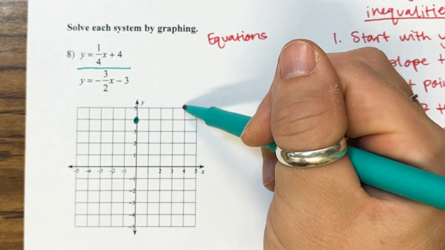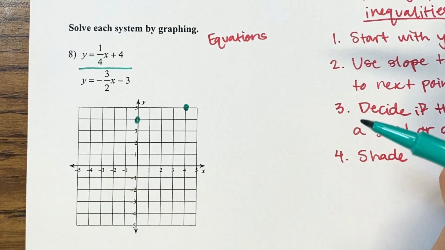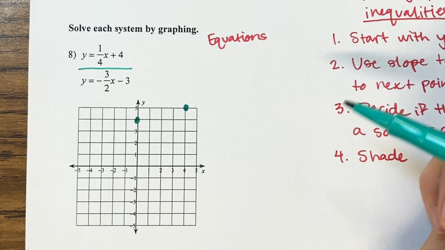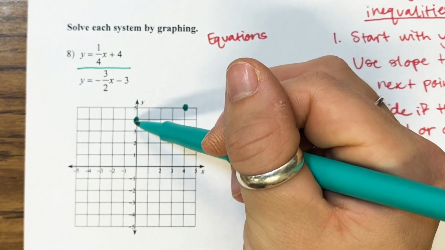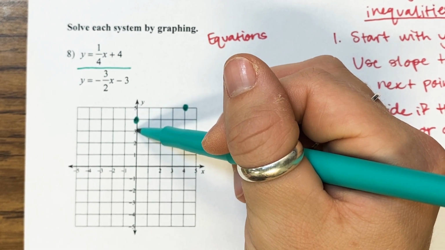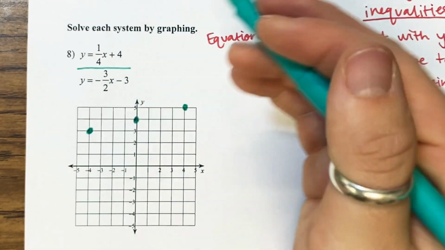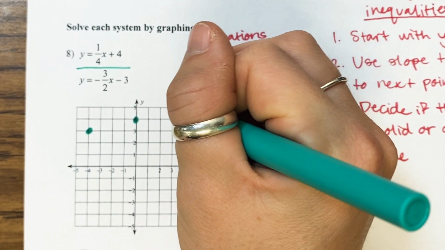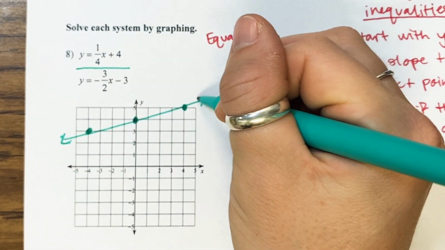1, 2, 3, 4. Okay, because this is a system of equations and we're trying to figure out the point where they intersect, I'm just going to use slope again to put another point on my graph. So instead of going up 1, excuse me, I'm going to go down 1 and back 4. 1, 2, 3, 4. Okay, still a straight line. Boom. Our first equation is graphed.